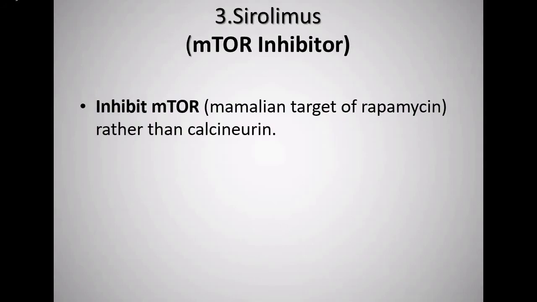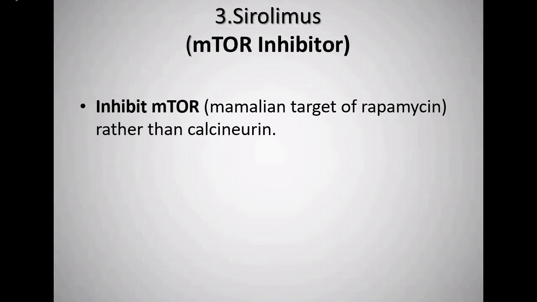mTOR is basically the mammalian target of rapamycin. It's a protein. So rather than affecting calcineurin, it is also affecting T lymphocytes. But the intracellular target of this drug is not calcineurin, but another protein that is known as mammalian target of rapamycin. Okay, so all you need to remember is that they are also T cell inhibitors, but rather than targeting calcineurin, their target is mTOR.